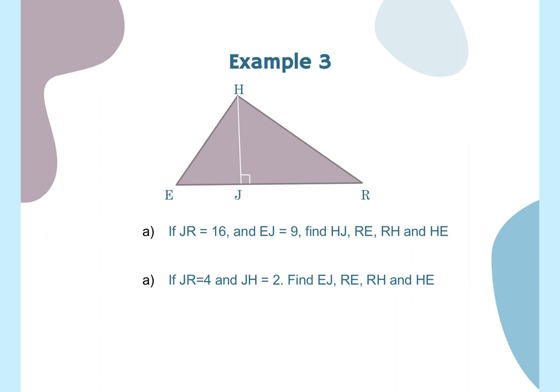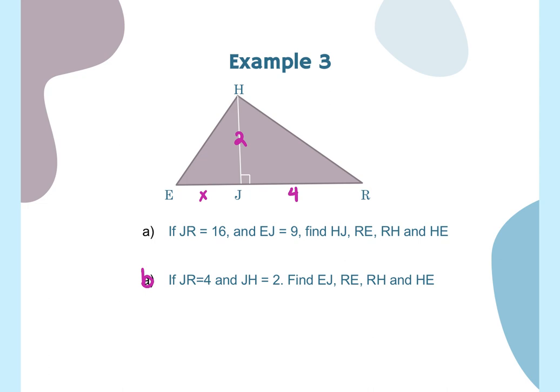All right, go to the second one. So again, I just duplicated so I could write all over it again and not lose all that. So for B, which is what the second one should say, JR is 4. JH is 2. And the first thing it wants you to find is EJ. So let's go one at a time here.